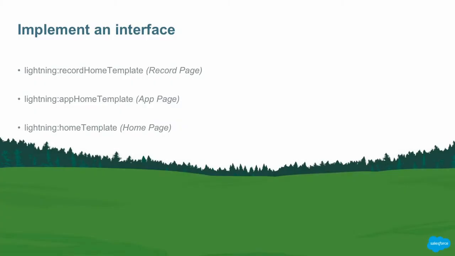So much like you do for exposing components to show up in the palette in the app builder, for templates, you implement one of the 3 interfaces that we've exposed. So we've got the Lightning Record Home template interface, which you would use if you wanted to build a template for record pages. And similarly, we've got interfaces for app pages and home pages. So depending on what template you want to build, you can implement the right interface.